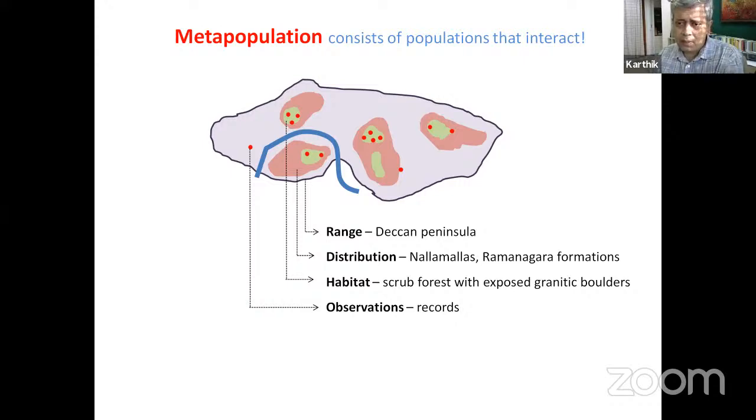But animal populations would interact by mating with individuals of the other population. And that is the kind of interaction that populations have.